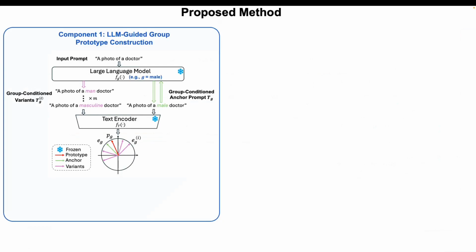Our proposed method has two components. Component 1 is called LLM-guided group prototype construction. For the input prompt, we feed this prompt into an LLM, and the LLM outputs two things. The first is the group-contingent anchor prompts, and the second is the variance of the anchor prompts. By taking the empirical mean of the anchor prompts and their variance, we construct the group prototype. And from the group prototype, we can further construct the attribute subspace A, which the debiased embedding should be orthogonal to.